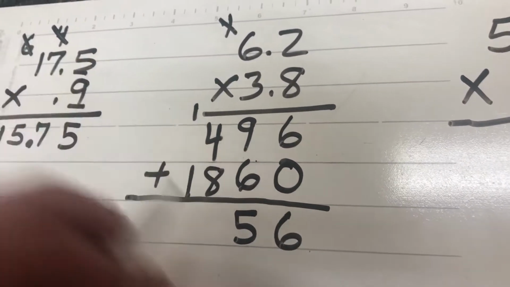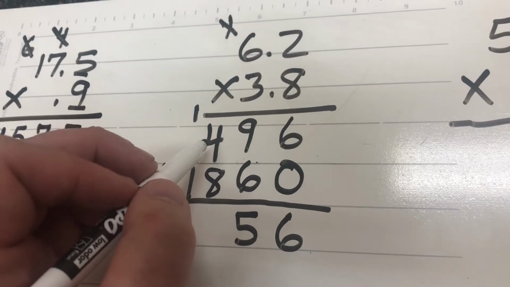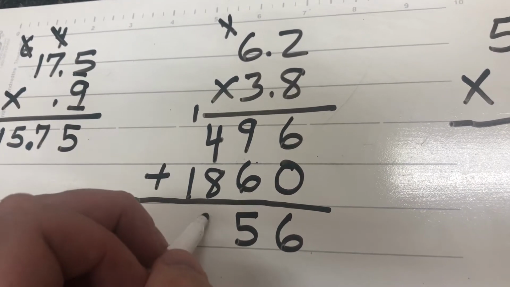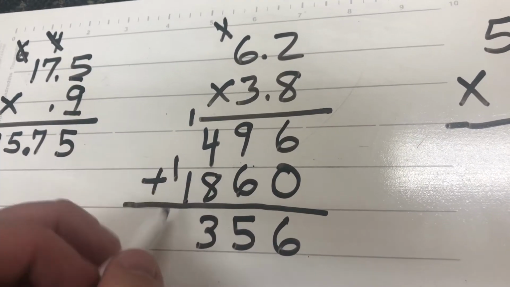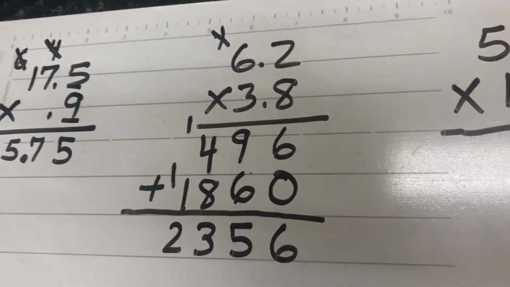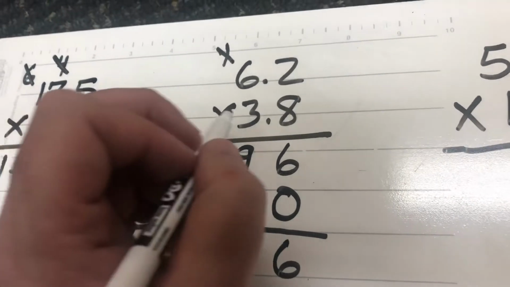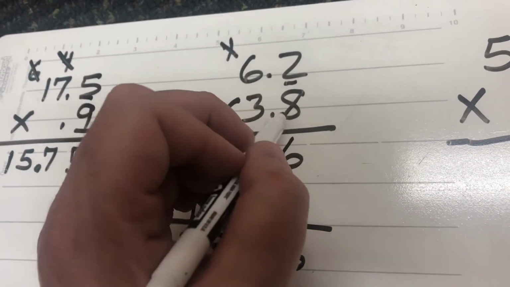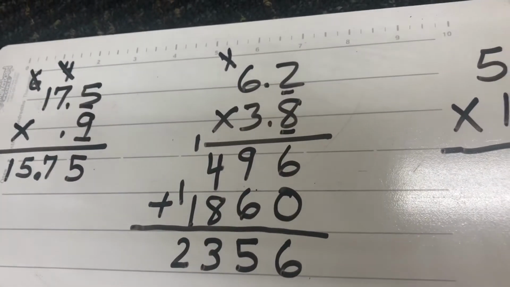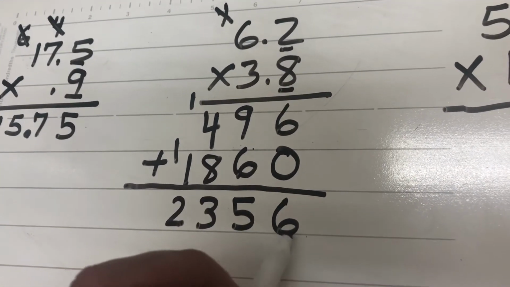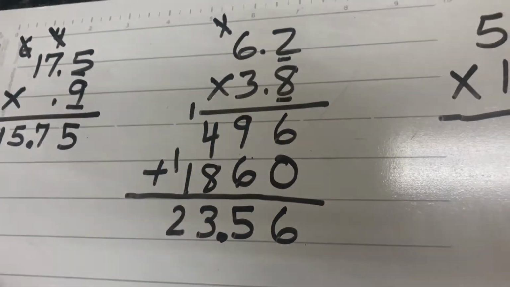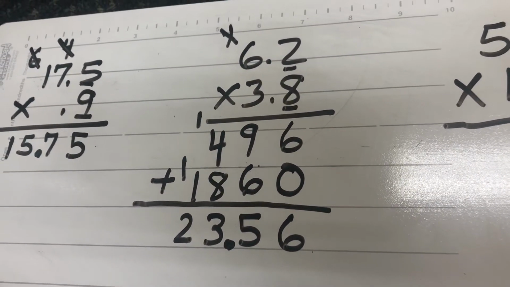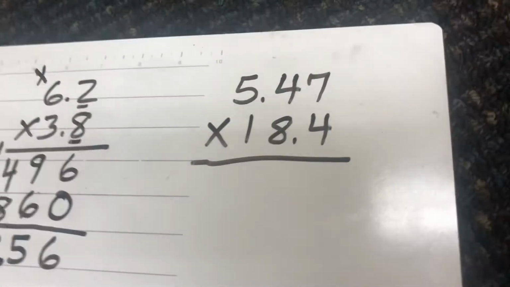Put the 5 down, carry the 1. 1 plus 4 is 5, plus 8 is 13. Put the 3 down, carry the 1. 1 plus 1 is 2. In the problem, I have 2 digits that come after the decimal, so I need 2 digits that come after the decimal in my product, 23 and 56/100.